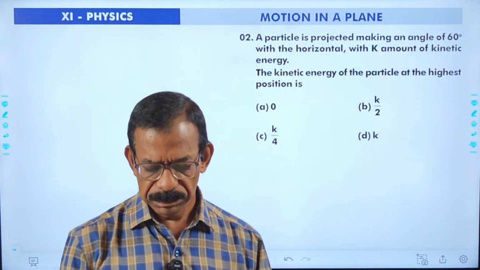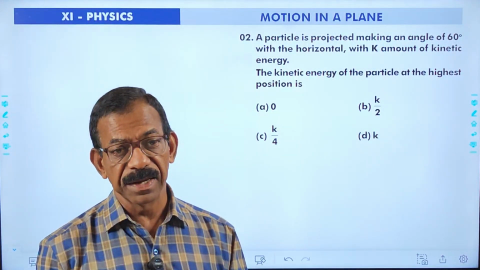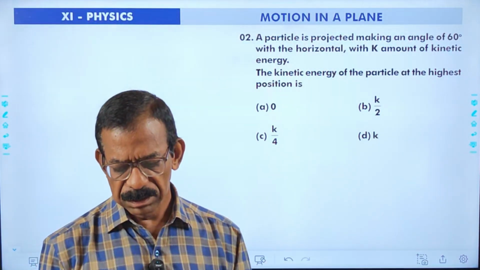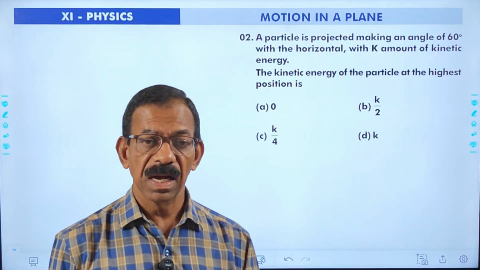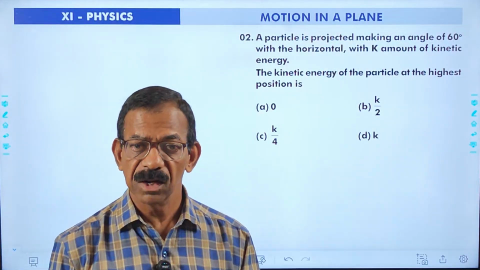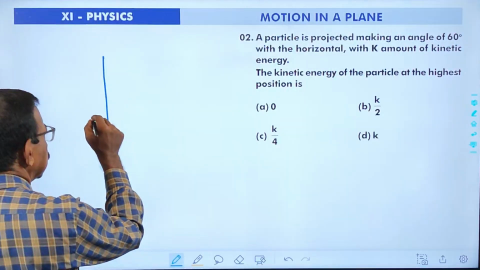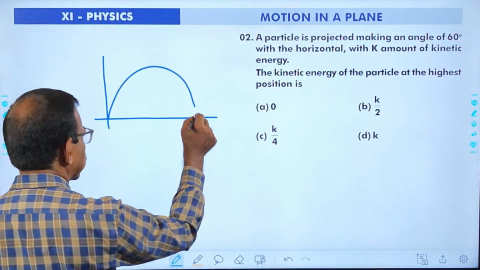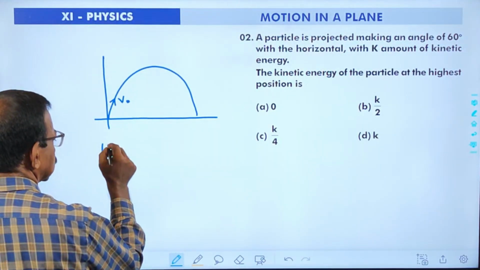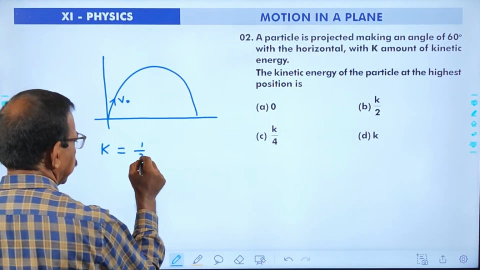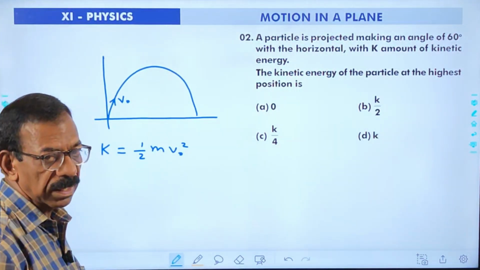The second question: a particle is projected making an angle 60 degree with the horizontal with K amount of kinetic energy. The kinetic energy of the particle at the highest point is, here the angle of projection is 60 degree and it is a projectile. For a projectile, we may draw like this. The velocity of projection is V0. Hence, the initial kinetic energy K equals half m V0 square. This is the initial kinetic energy.